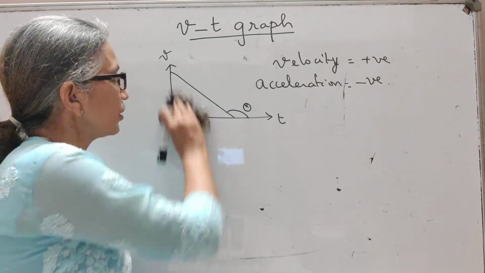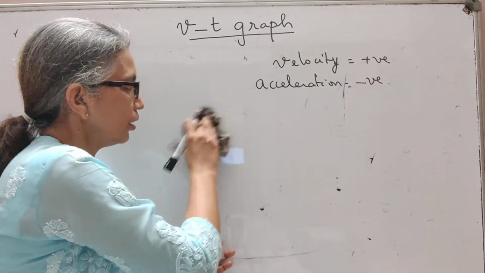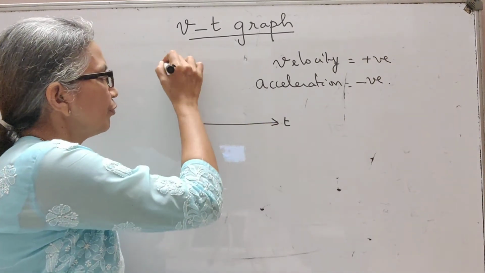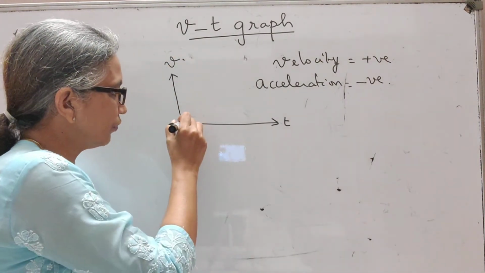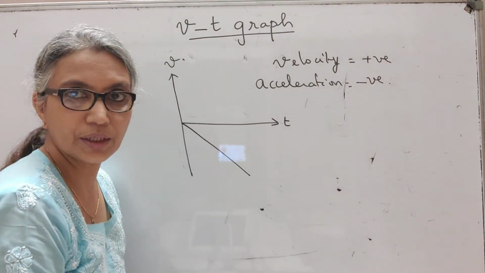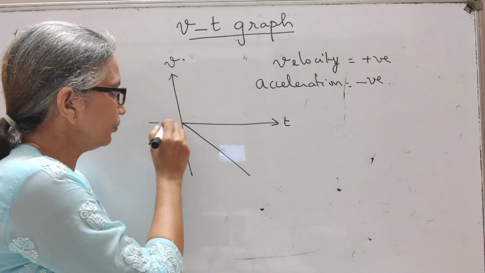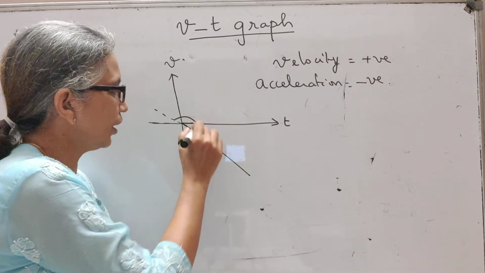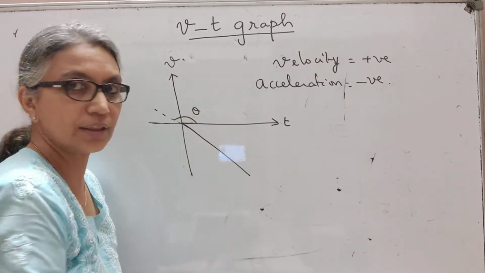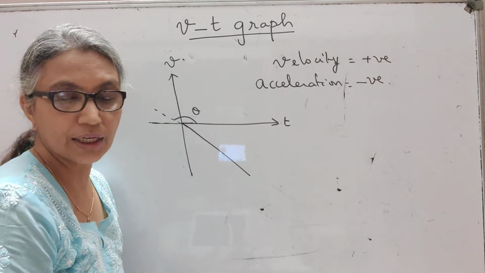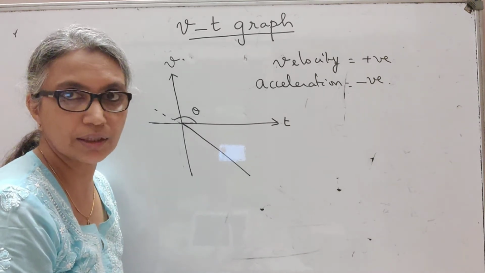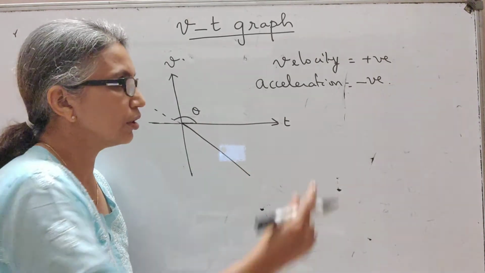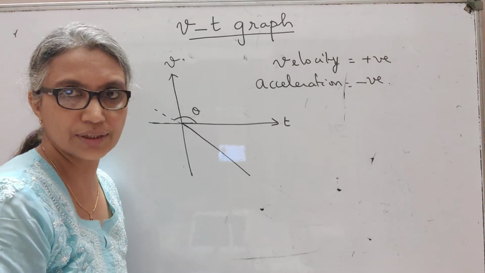Then the next graph that is given to you in your textbook is like this. Again, the VT graph, but it's been given to you like this. Now here, the angle made by the line with the positive x-axis, theta, is obtuse. If theta is obtuse, then tan theta is negative. Since it's a VT graph, the slope gives the acceleration. So we know in this graph also acceleration is negative.